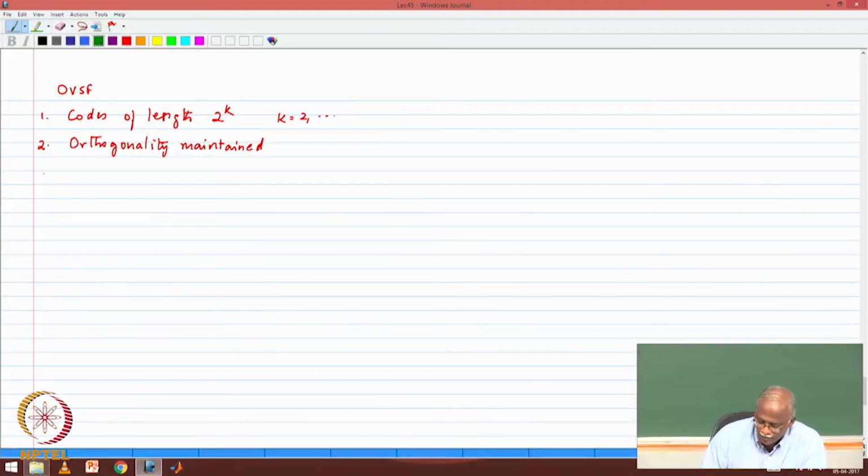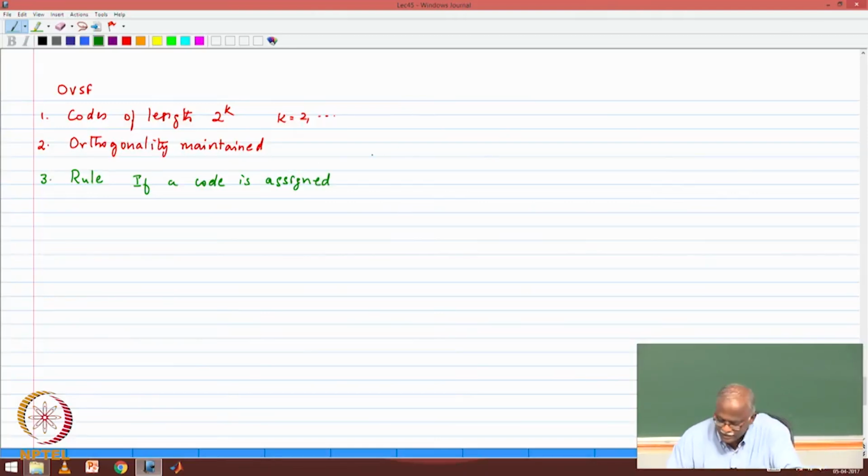So the rule is a very simple one, the OVSF rule. The rule says that if a code is assigned, then you cannot assign any of its successors. That's the first thing that is forbidden. That means a code of longer length that is derived from this code.